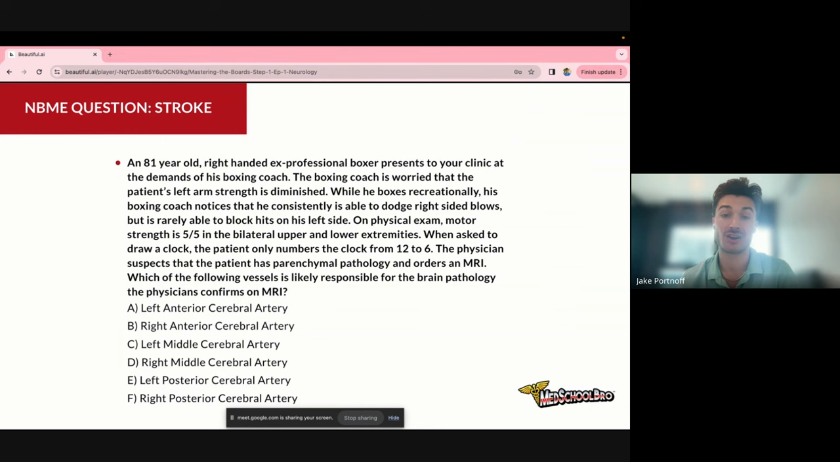On physical exam, motor strength is 5 on 5 in the bilateral upper and lower extremities. When asked to draw a clock, the patient only numbers the clock from 12 to 6. The physician suspects that the patient has a parenchymal pathology and orders an MRI. Which of the following vessels is likely responsible for the brain pathology the physician confirmed on the MRI? All right. Everyone put in the chat box what you guys think here. We will give this maybe 30 seconds for you guys to just read through that vignette yourself. And then we're going to dive into all about stroke localization.